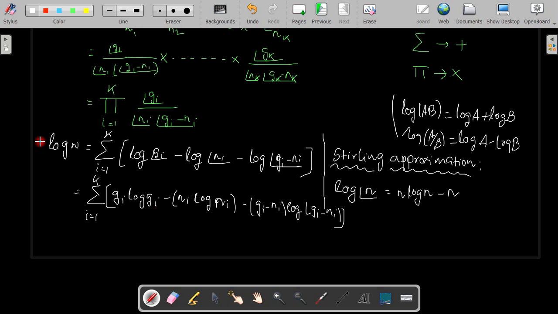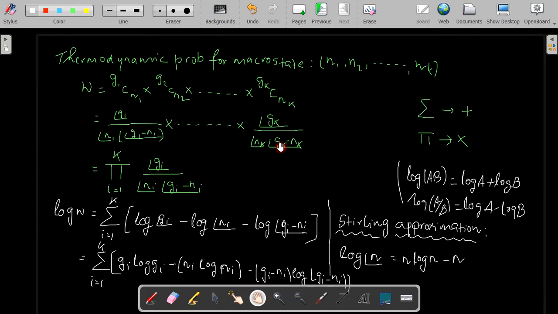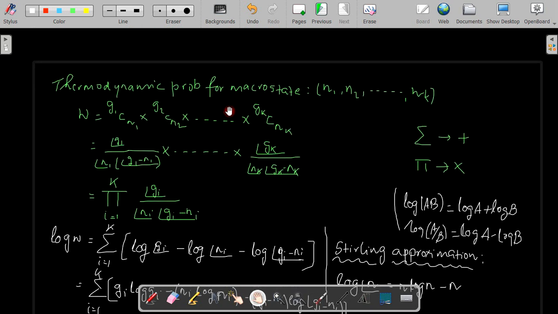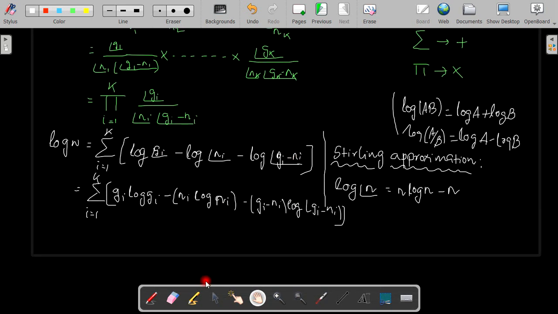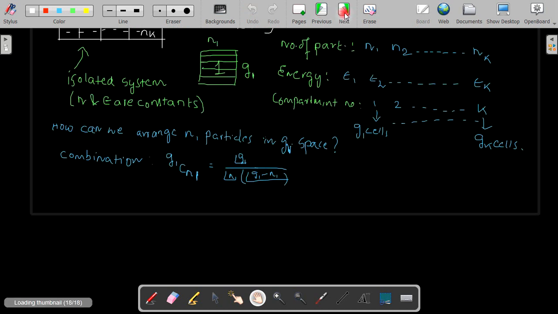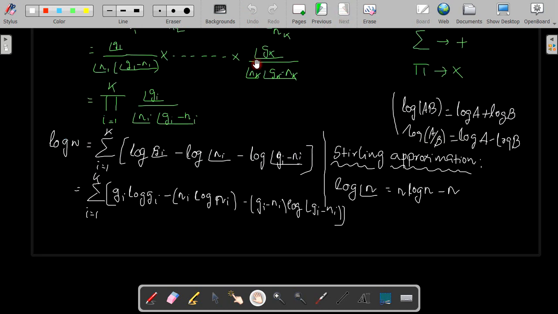Now, when we are talking about the probability, we actually want to find the maxima, that means the maximum probability. As I said, we are talking about the thermodynamic probability for a microstate, and we want to find the maximum probability. So we use a tool in maths where we differentiate this term and equate it with 0 to find the maxima.